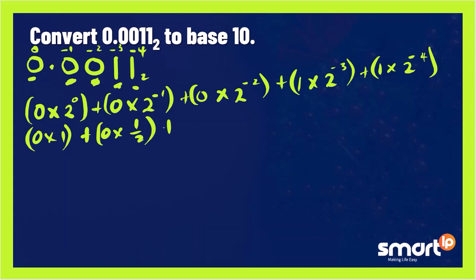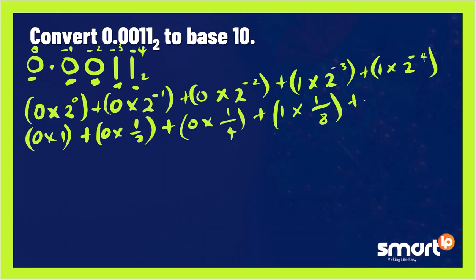Then plus 0 times 2 raised to the power -2 is 1 over 4. Then plus 1 times 2 raised to the power -3 is 1 over 8. Then plus 1 times 2 raised to the power minus 4 is 1 over 16.